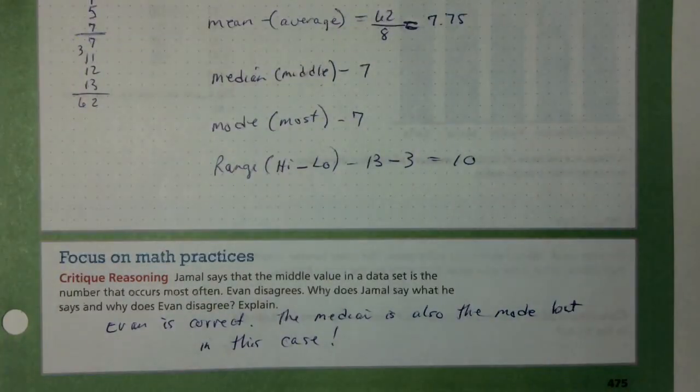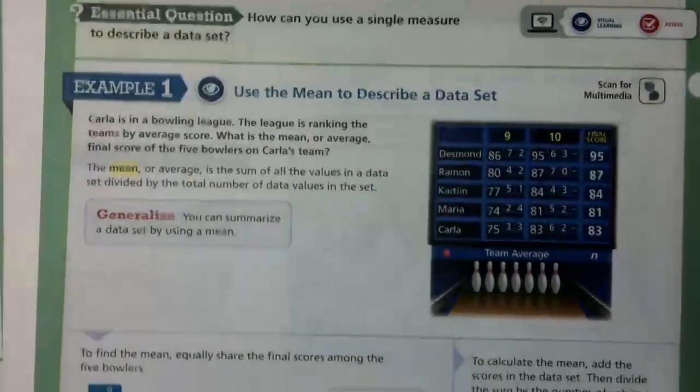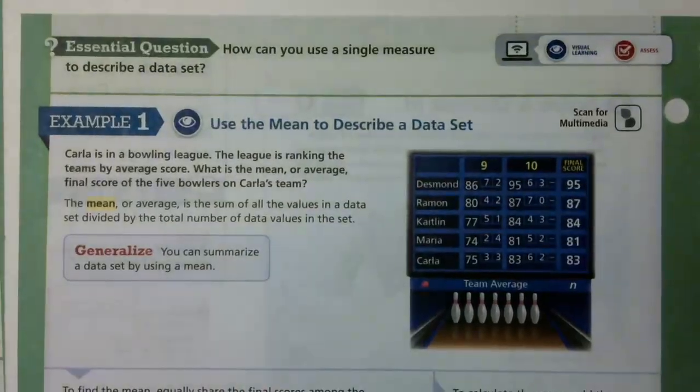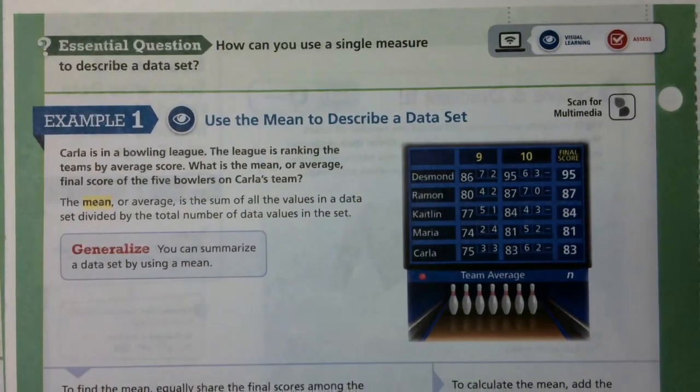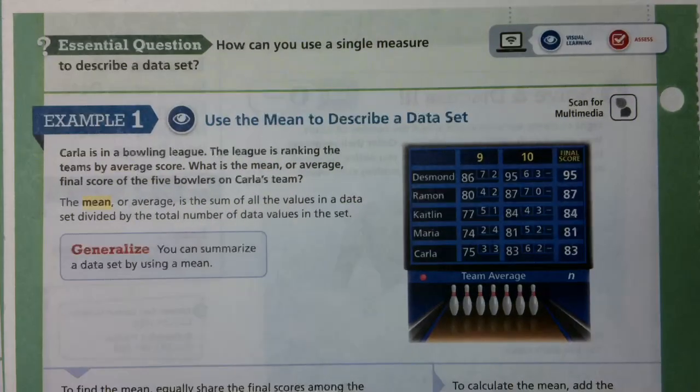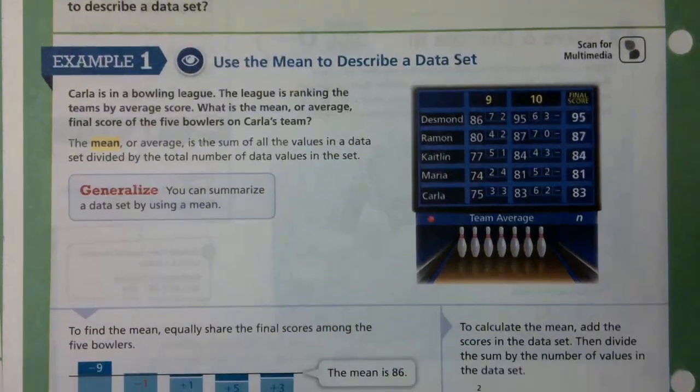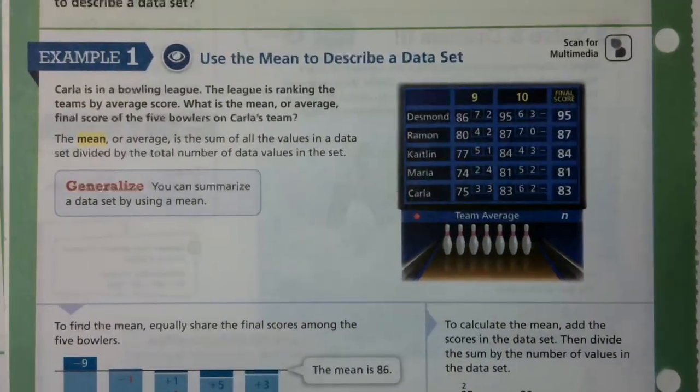Okay, let's turn our paper over and see what we have going on the other side. Example 1. Let's see if they agree with what I just told you. How can you use a single measure to describe a data set? Well, we could use the median to describe a set of data. Carla is in a bowling league.